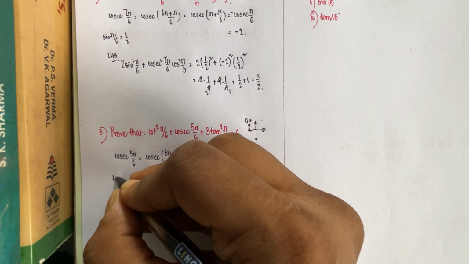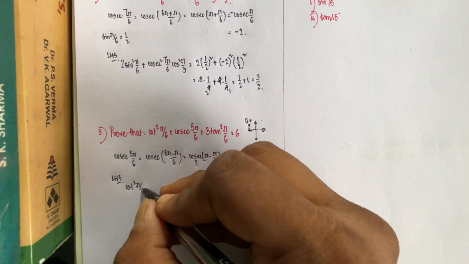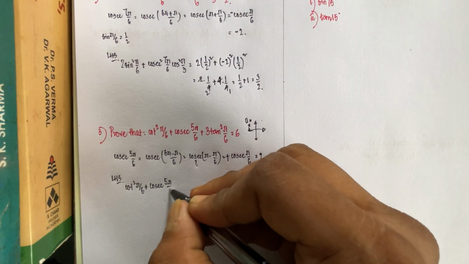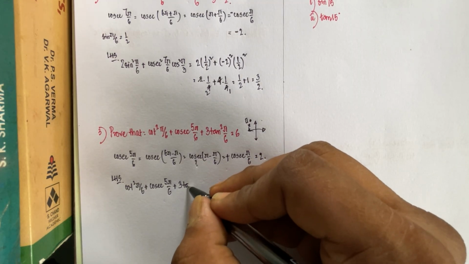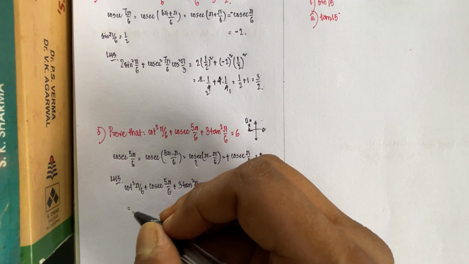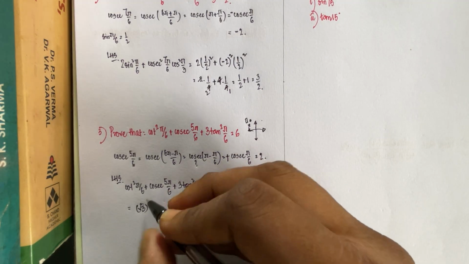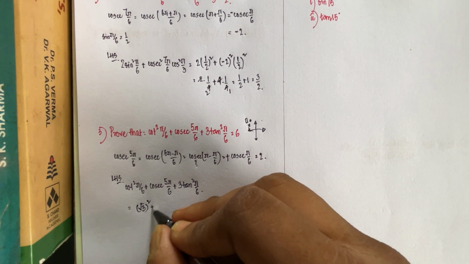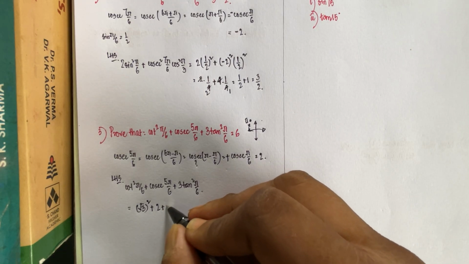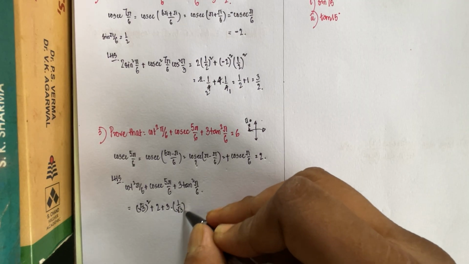And thus it brings us to the left hand side, where we have to find out cot square pi by 6 plus cosec 5 pi by 6 plus 3 tan square pi by 6. So if we now put the value of cot square pi by 6, cot pi by 6 is root 3, so it will be root 3 whole square, plus cosec 5 pi by 6, we have found out that it is 2, plus 3 into tan pi by 6 is 1 by root 3, so 1 by root 3 whole square.